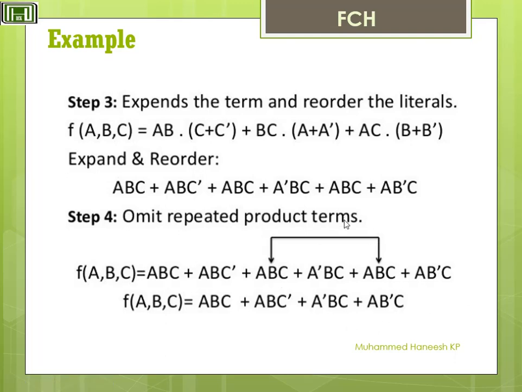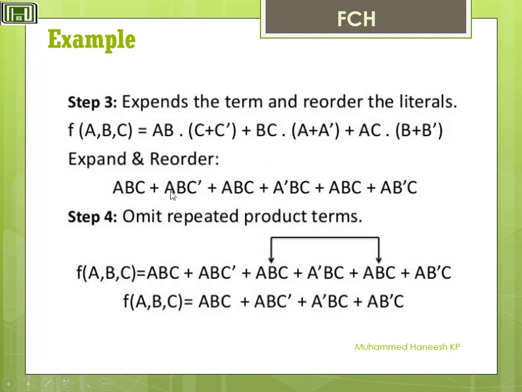Now AB(C + C bar) + BC(A + A bar) + AC(B + B bar). Expand and reorder. Now we have this term ABC, then ABC bar by theorem. We have discussed a lot of theorems under Boolean algebra. We can understand AB(C + C bar) is equal to ABC + ABC bar. Like that we do all these things.